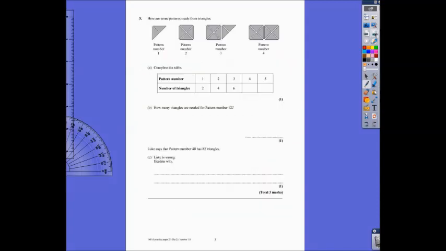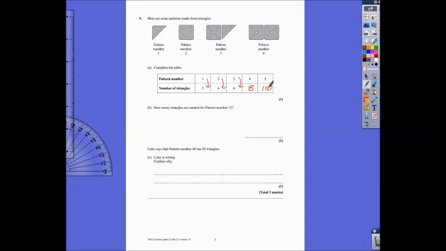Question 5. Here are some patterns made from triangles. Complete the table. Well, we can see that each time we're adding 2 extra triangles to the previous pattern. And this is reflected in here. So we're just doubling the pattern number, just timesing that by 2. So in here we'll get 2 more, which is 8, and 2 more, which is 10.